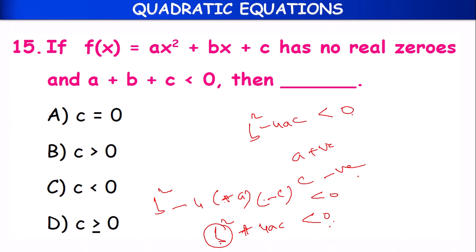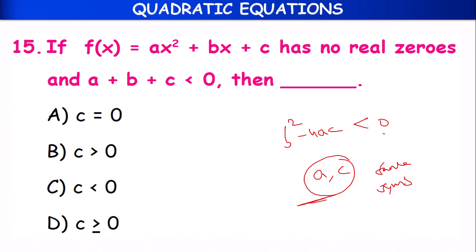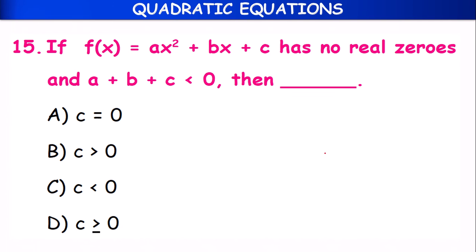Here b square is always positive. Again this value also will become positive. So positive plus positive less than 0, this condition will become false. So to satisfy b square minus 4ac less than 0, both A and C should have the same sign. Then only this can be satisfied.